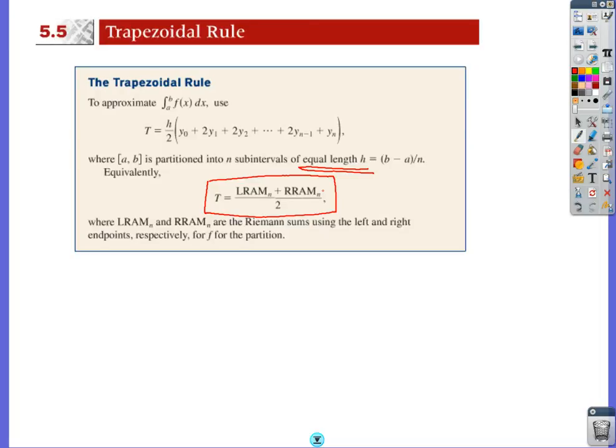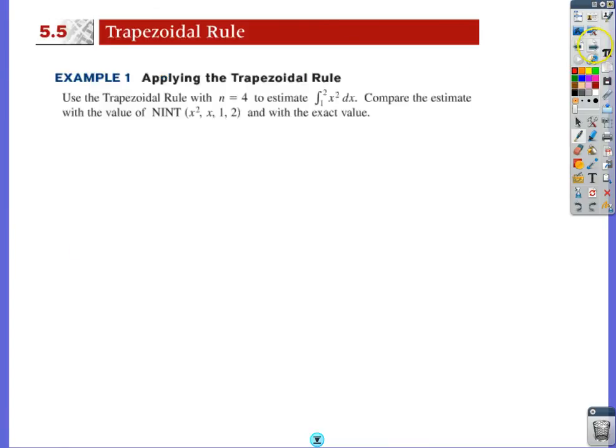Okay, you take the left-hand sum plus the right-hand sum, divide by 2, and that's going to get you your trapezoidal sum. All right, so next is problems. It says use the trapezoid rule with n equals 4 to estimate the integral from 1 to 2 of x squared dx. Compare the estimate with the NINT, the exact value. Okay, so using your calculator.